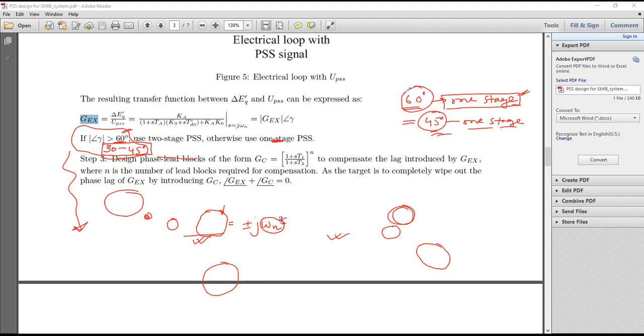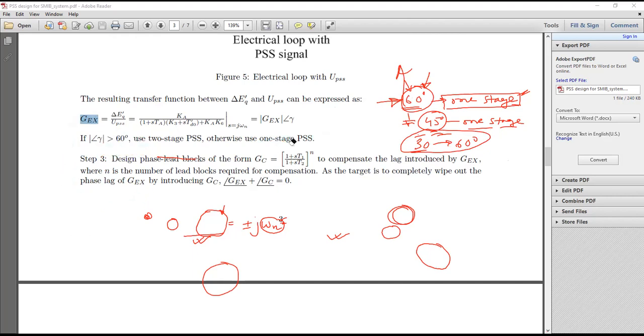In this manner, you don't have to be very rigid with this 60 degree, but you can relax it a little bit in the lower direction, not in the upward direction. That means not beyond 60 degree, but between 30 degree and 60 degree you should be safe. And you can play with the value a little bit to satisfy your design criteria.